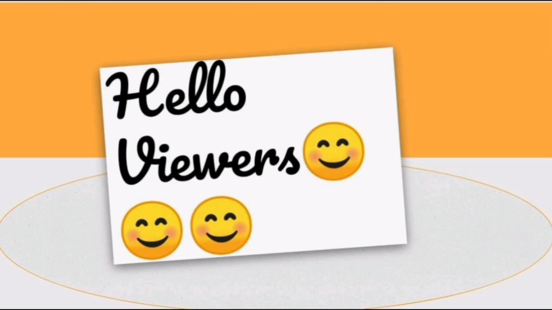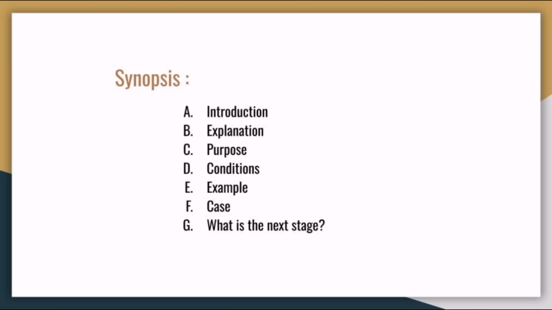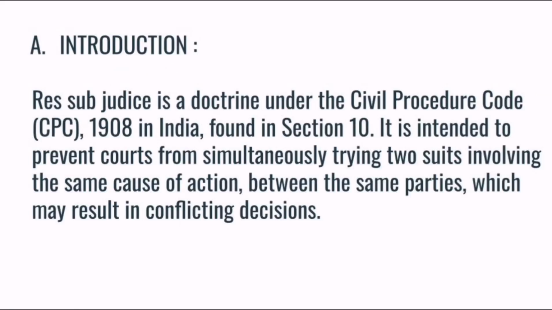In today's video, we're going to see one of the important doctrines in CPC, that is res sub judice. This res sub judice can be covered under a few parts for our better understanding. Shall we see what those parts are? First of all, the introduction, then explanation, purpose, conditions to be fulfilled regarding this doctrine, then an important example, then landmark case. Finally, what is the next stage? When we understand this next stage, then only we can clearly understand this topic. Let's see the introduction part.